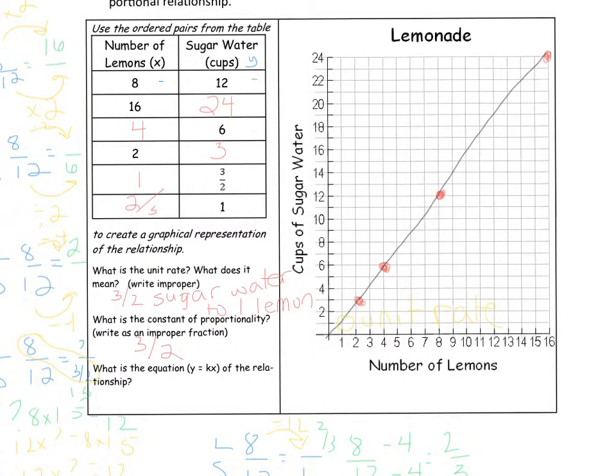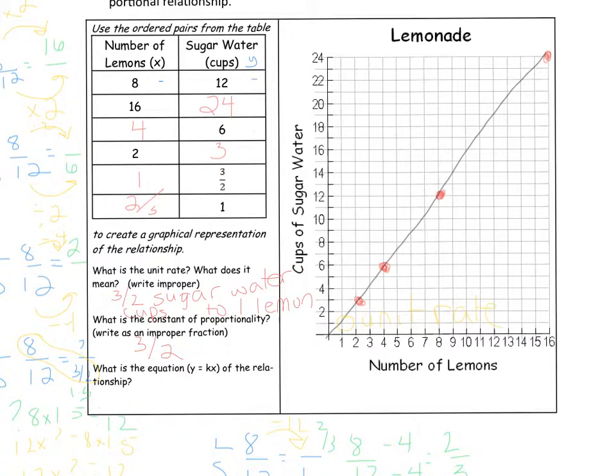Isn't this interesting? 3 halves cups sugar water to 1 lemon. So there's that 3 halves idea again. So notice that the unit rate being 3 halves and the constant of proportionality being 3 halves, they're the same thing. Let me give you a hint. It's going to be given another synonym name in a little bit.